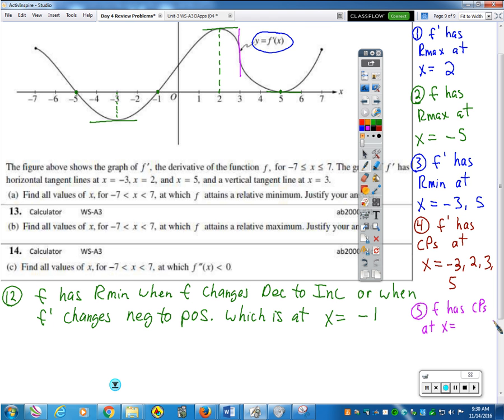What x coordinates belong here? F has a critical point at x equals. The definition is any function has a critical point where that function has a slope of 0 or undefined. So if I apply that, f has a critical point when f has a slope that is 0 or undefined. Now, wait a minute, I don't see f. Can't look it up. But no worries, because f prime tells me the information I need.